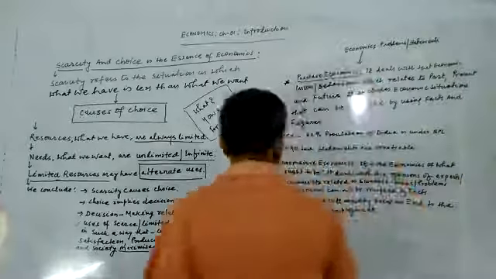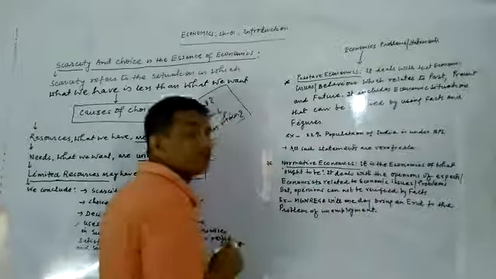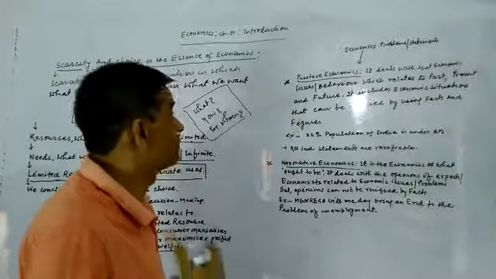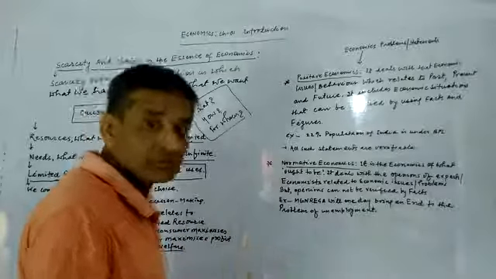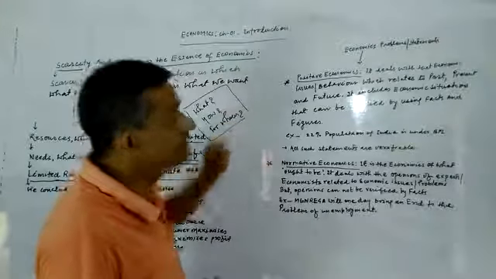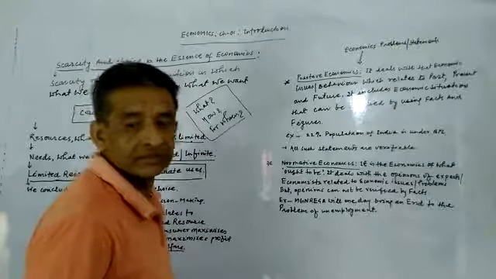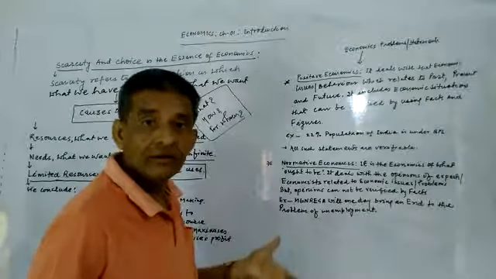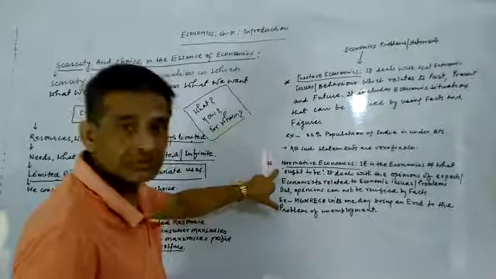Here you see important aspects of economics. Whatever issues or problems are dealt with in economics, or whatever behavior, behavior meaning our activities, can be classified into two categories. The major point is how they are analyzed: positive economics and normative economics.